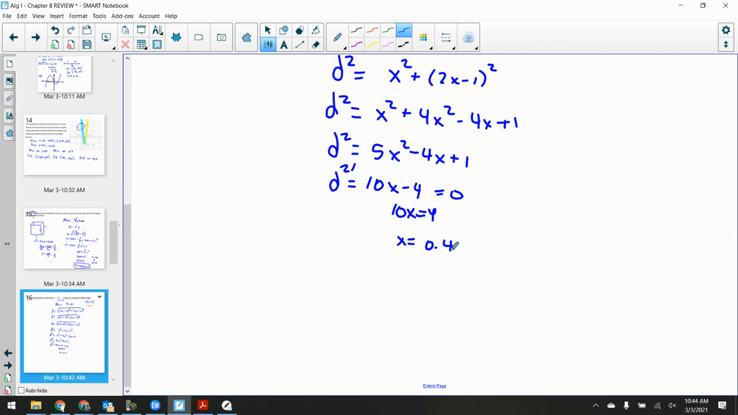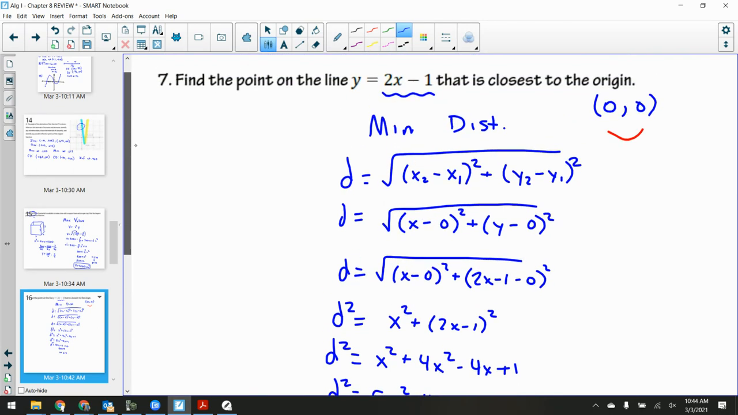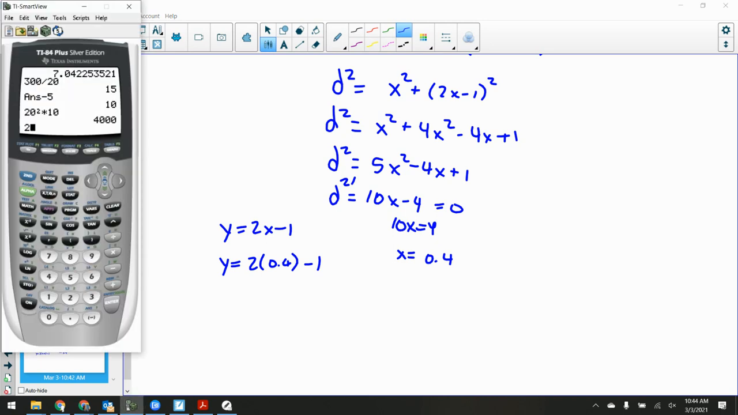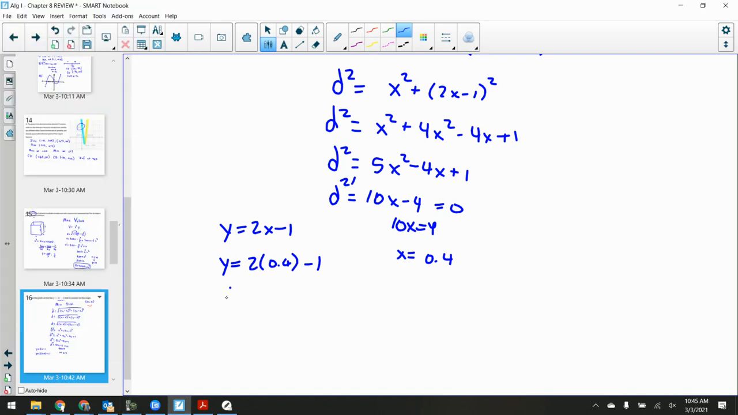And then we just have to plug it into y is equal to 2x minus 1. So y is equal to 2 times 0.4 minus 1. So 0.8 minus 1. Negative 0.2. Y is equal to negative 0.2. So 0.4 comma negative 0.2.